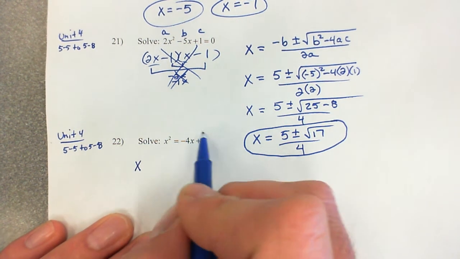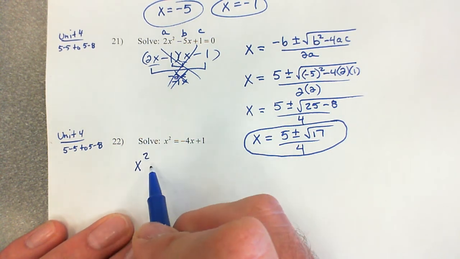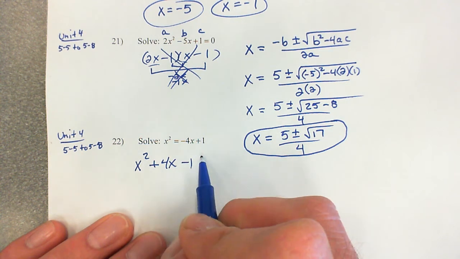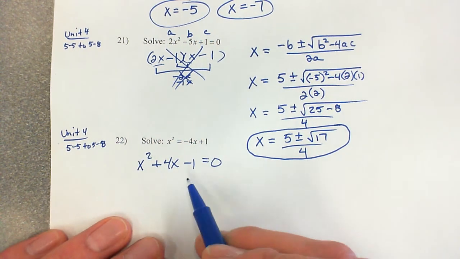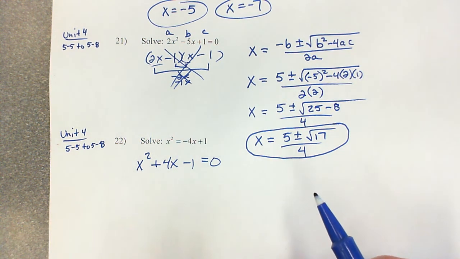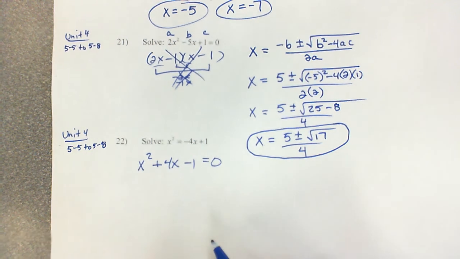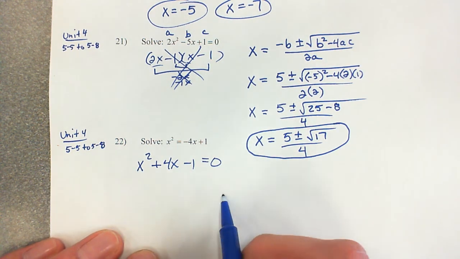So I would bring both these terms over to this side, leave the x squared positive. So this is going to be plus 4x and a minus 1. Now because this is just an x squared, we would need factors of 1 to get us 4, and the only factors of 1 are going to be 1 times 1, so this does not factor. So it looks like we have to do the quadratic formula again.